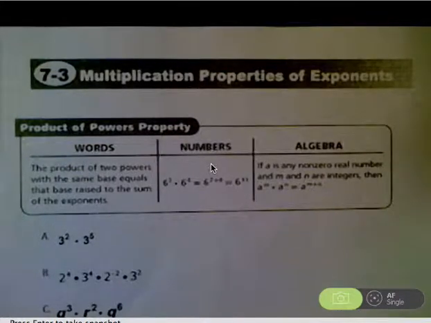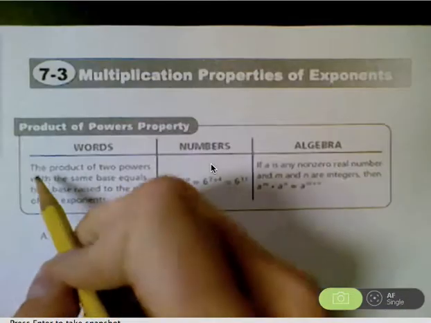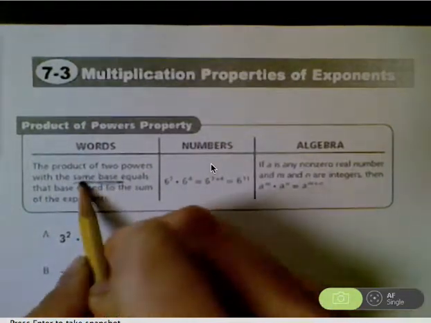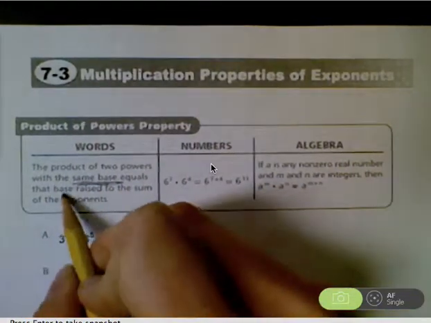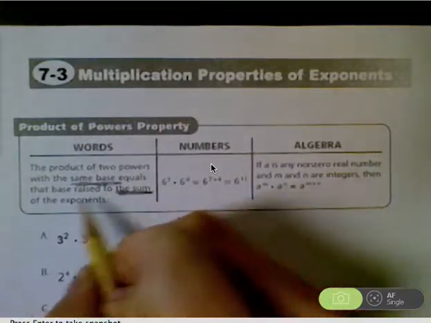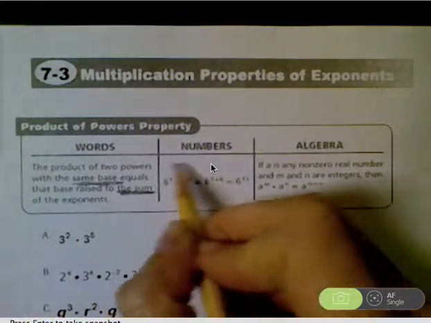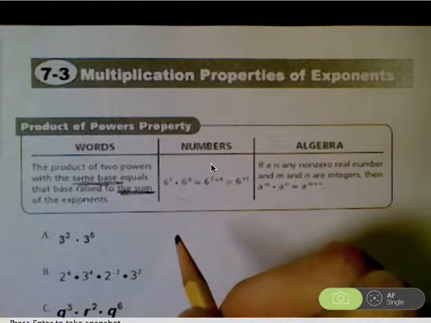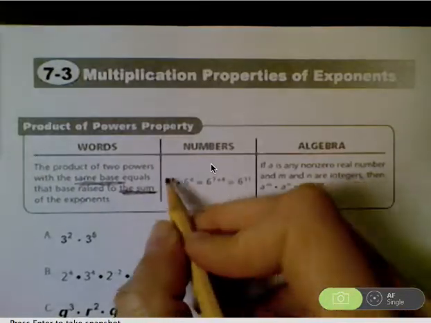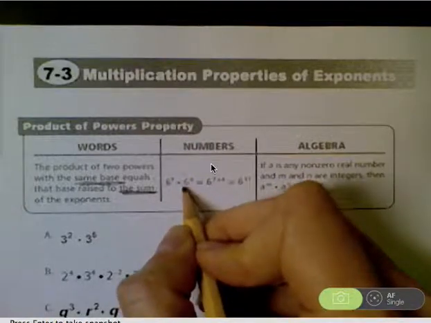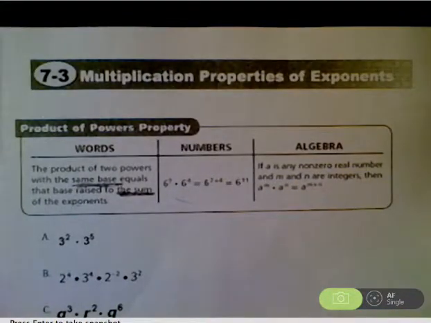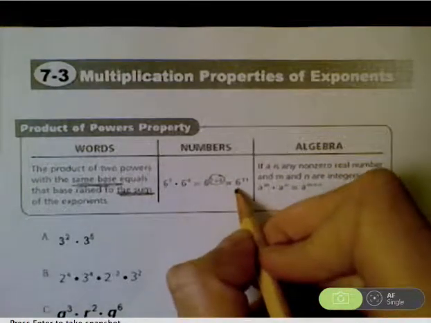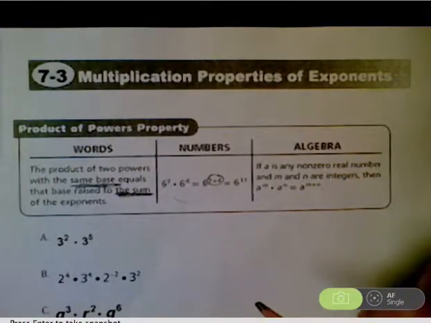Okay, so the product of powers property says that the product of two powers with the same base, that's important, they have to have the same base, equals the base raised to the sum of the exponents. So if you look at the example, when you are multiplying two exponents together that have the same base, for example, 6 to the power of 7 times 6 to the power of 4, you can simplify that by adding those exponents together. So that would be 6 to the power of 11 in that example.